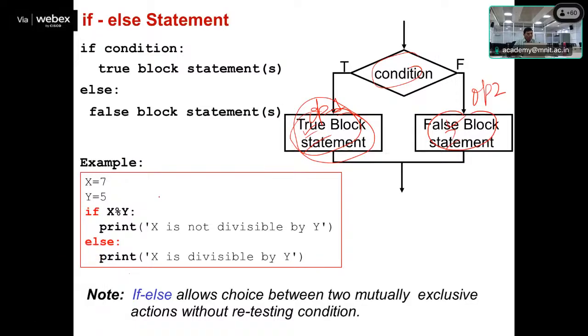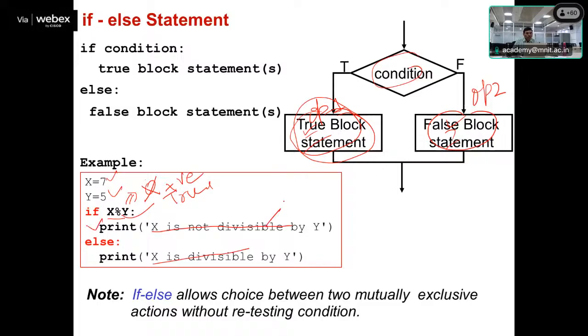We have an example of x = 7, y = 5. In this case, if you divide x by y using the modulus operator and x is divisible by y, then we will get a remainder of 0. If that is the case, we can display "x is divisible by y". If the remainder is anything other than 0, any positive value, then this statement becomes true, and "x is not divisible by y" is going to take place.